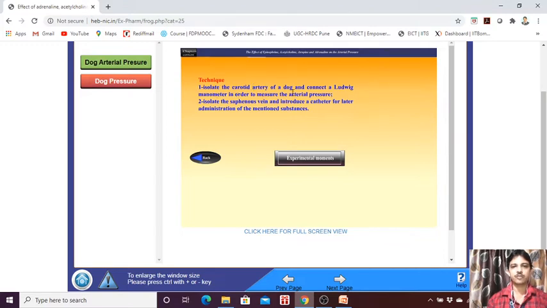manometer in order to measure the arterial pressure, and isolate the saphenous vein and introduce the catheter for the administration of the mentioned substances. That means arterial pressure we are going to check through the Lewis manometer, and the drug will be injected through the saphenous vein.